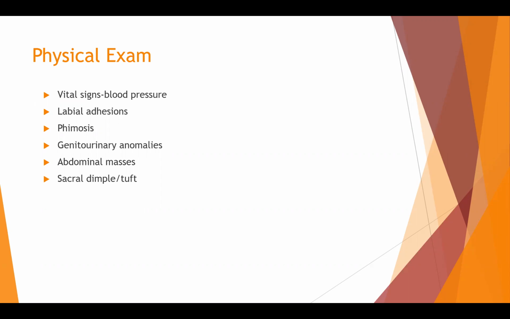Now, Dr. Stallworth loves asking about labial adhesions. So don't forget that when he's like, what will set you up for a UTI? That's always what he's looking for. So remember that. Phimosis, other GU abnormalities, masses, always looking for a sacral dimple. So very important things to look out for.